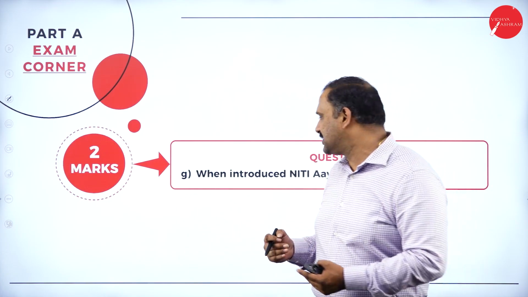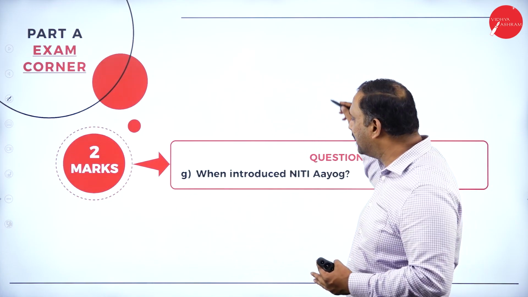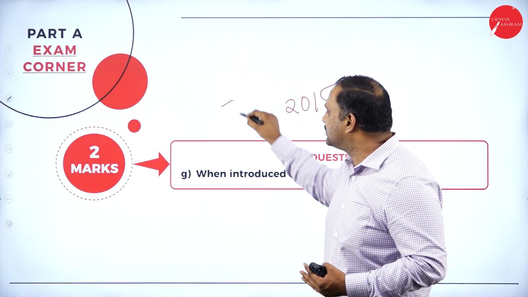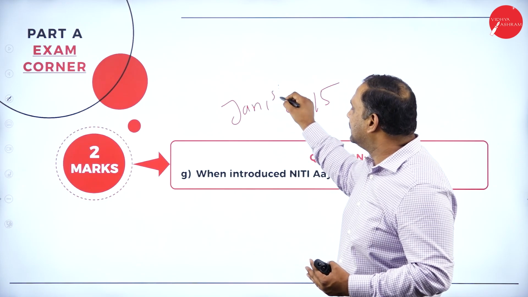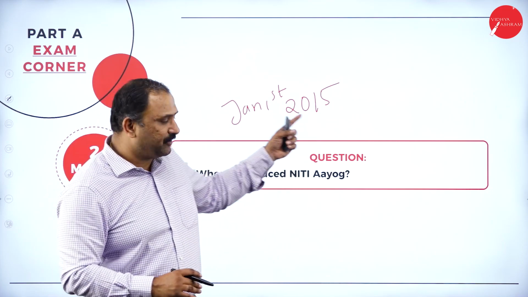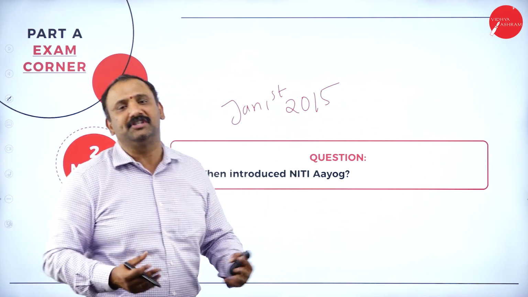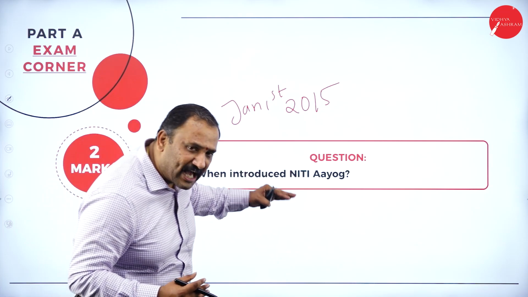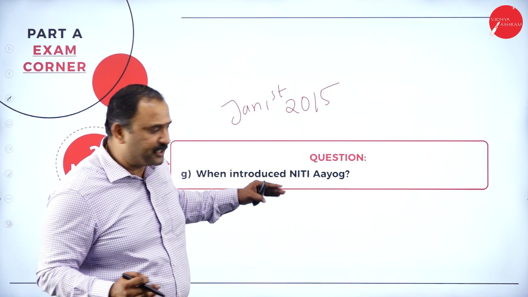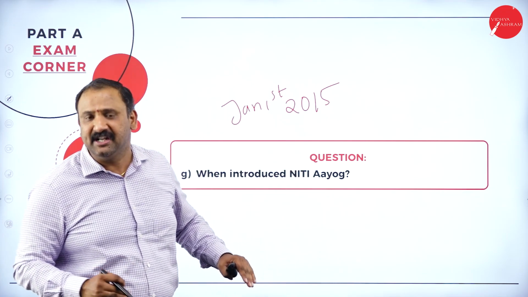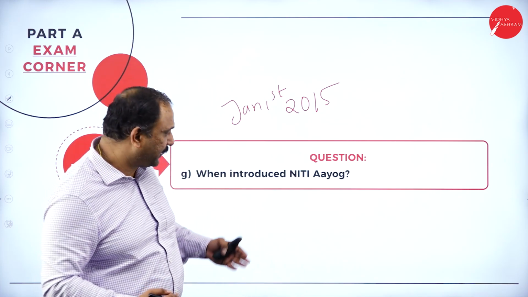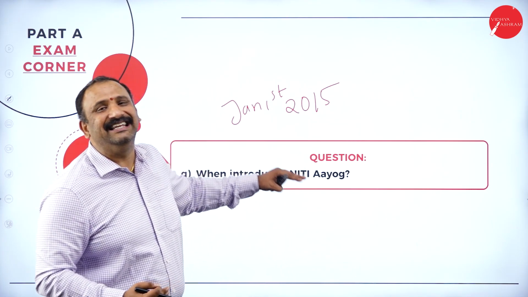All of you know this question. Niti Aayog was introduced in the year 2014, but it came into existence on January 1st, 2015 onwards. The Niti Aayog came into function. In 2014 it was planned. January 1st, 2015, the Niti Aayog was brought into the system. Niti Aayog was erstwhile called the Planning Commission. After Honorable Prime Minister Narendra Modi took over the government in 2014, the name was changed to Niti Aayog.